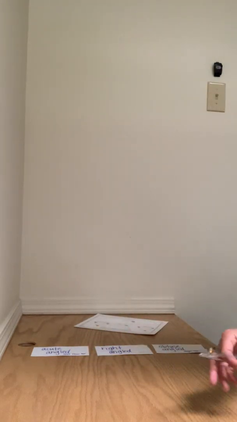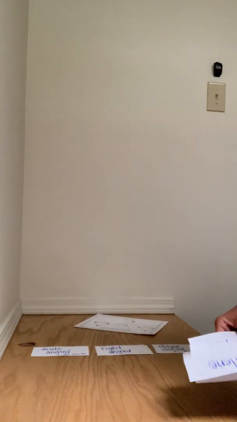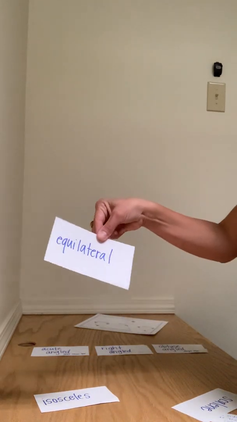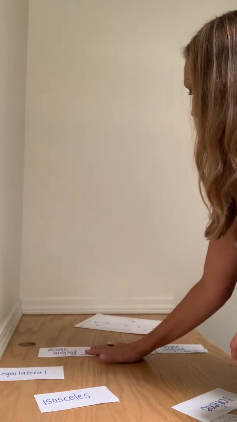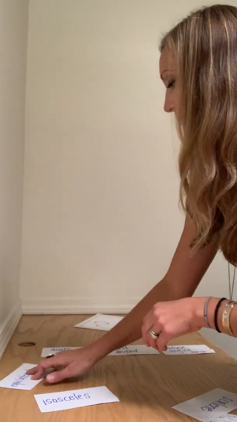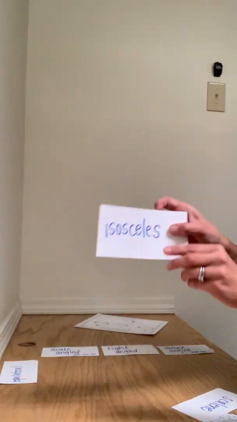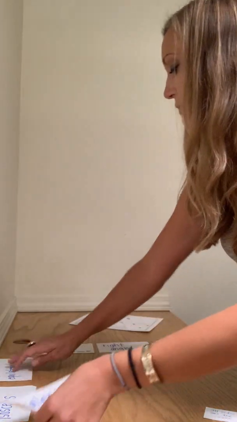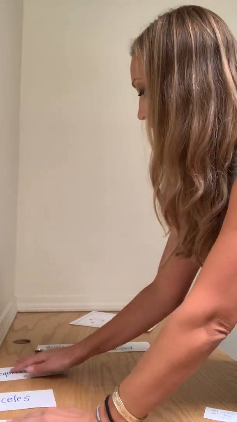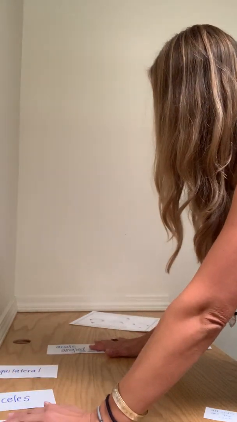But then on the other side, I need 3 others. So then I'm going to have equilateral. I'm going to put equilateral this way. Isosceles. And scalene. Actually, I think I'll try them this way again. And I'm going to make my chart with them.